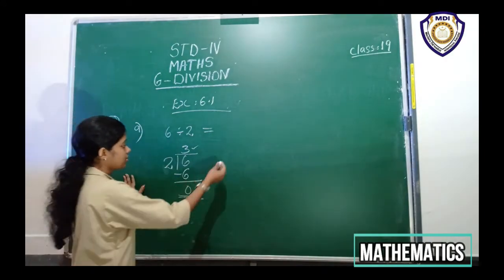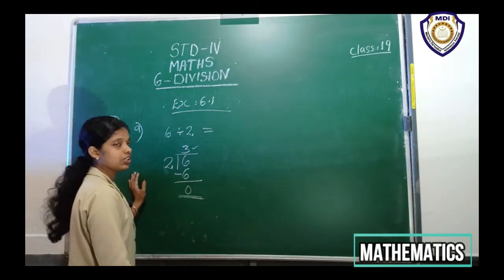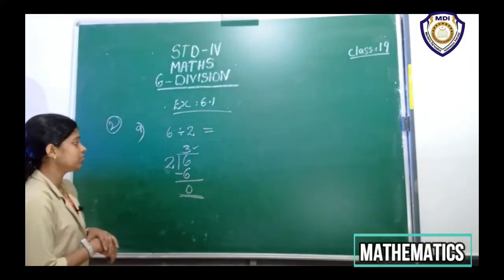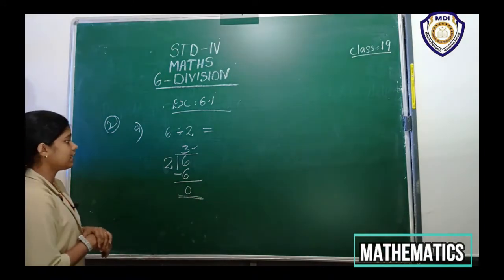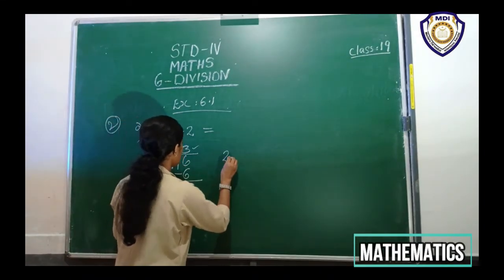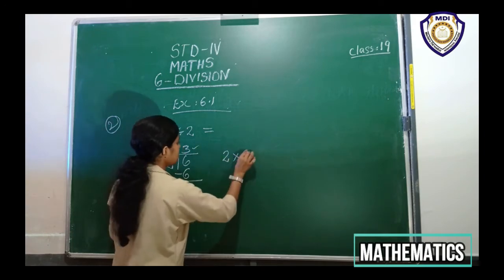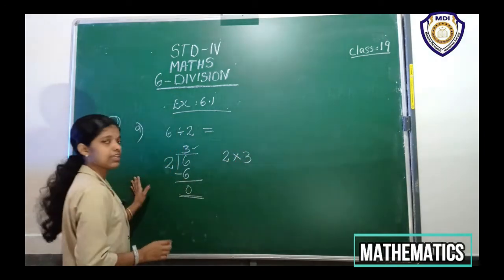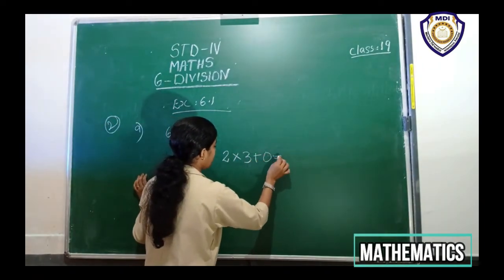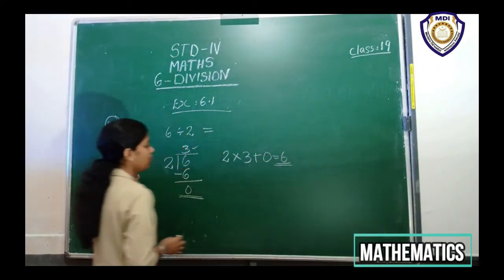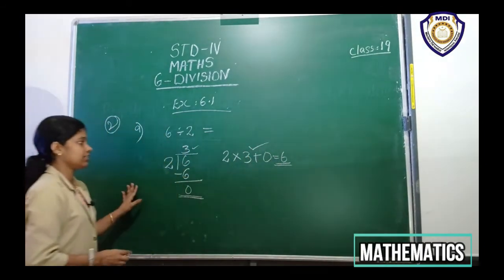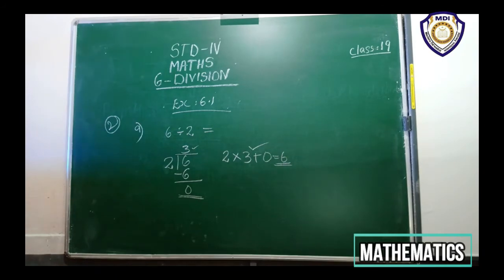Okay. Then check your answer. Dividend equal to divisor into quotient plus remainder. Here divisor is 2 and quotient is 3. 2 into 3, 2 3s are 6. 6 plus 0, we get the answer 6. Okay. Answer is correct. Write it.